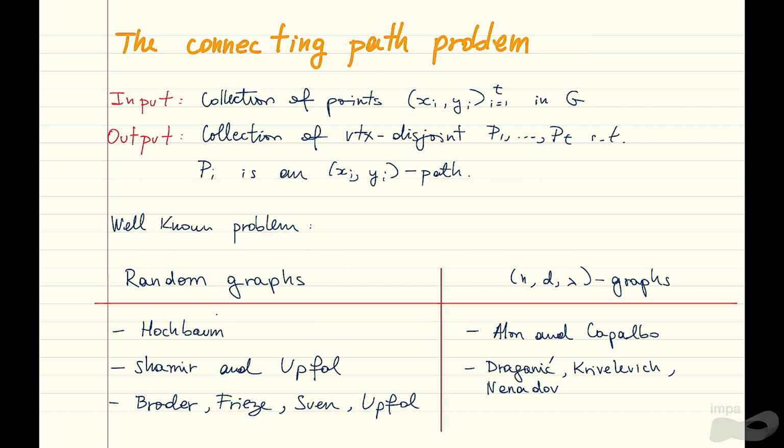The second problem, though, is quite difficult and actually has a name. This is the connecting path problem. And the problem is the following. We have a collection of pairs xi, yi, from 1 up to t, and what we want is to find a collection of paths connecting xi with yi. This is a well-known problem, which has been studied in random graphs and also in (n, d, lambda) graphs by many groups of people.